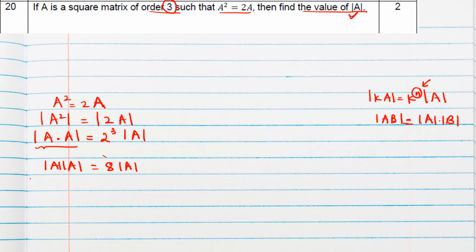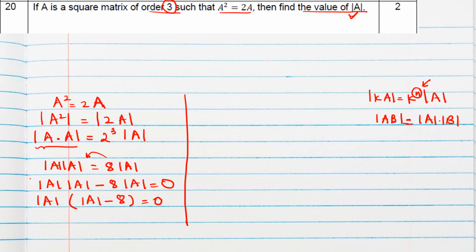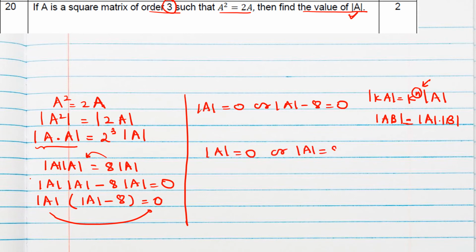Okay. Now shift this term here. Determinant A square minus 8 times determinant A equal to 0. Take determinant A common. So determinant A minus 8 will be left here. Okay. So what we can write here? Either determinant A is 0 or determinant A minus 8 equal to 0. So determinant A equal to 0 or determinant A equals to 8. These are the possible values of the determinant here.